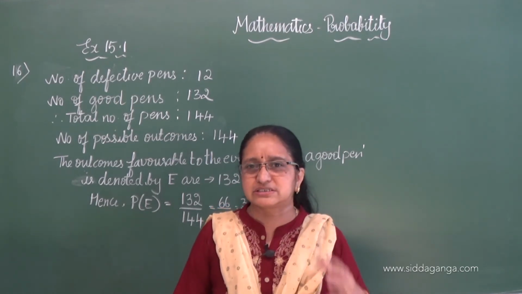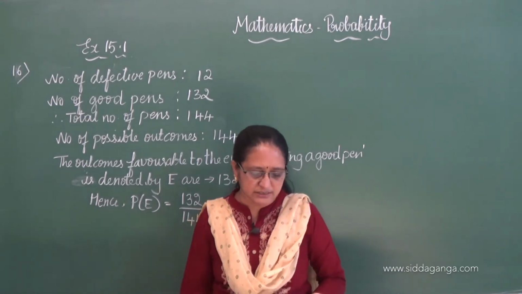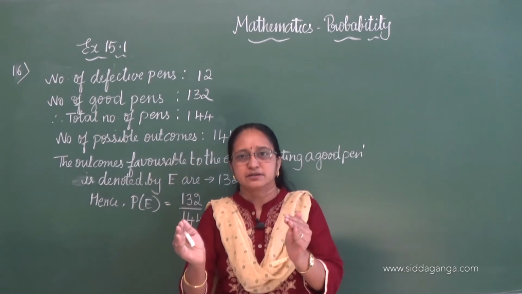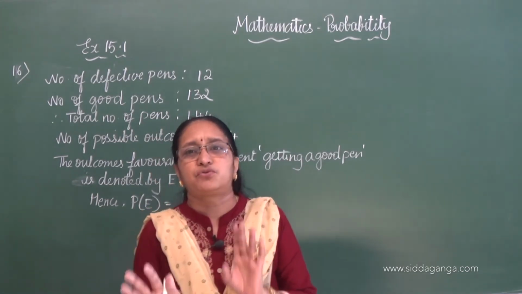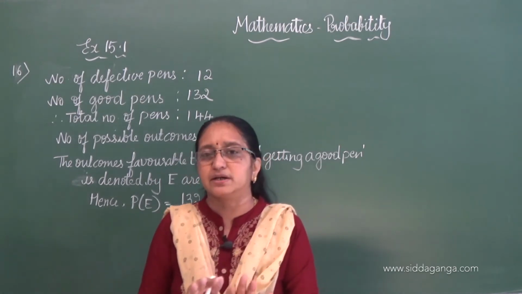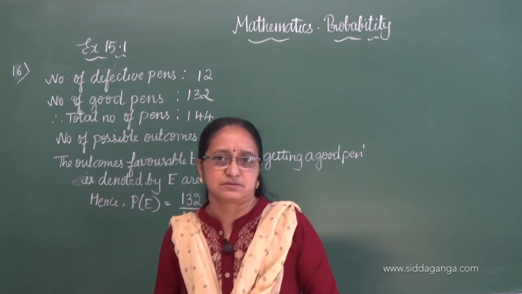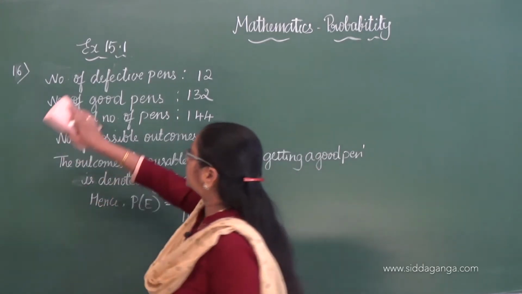I hope it is clear. See the difference between the 16th question and 17th question. Okay, out of 20, 4 are defective. Out of 20 bulbs, 4 bulbs are defective. Then how many are good ones? Good ones are 16. So, we should be careful and read the question carefully.